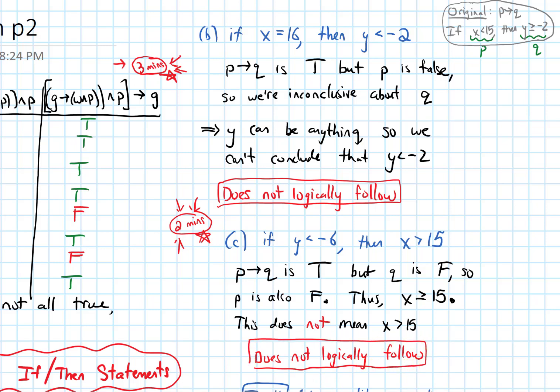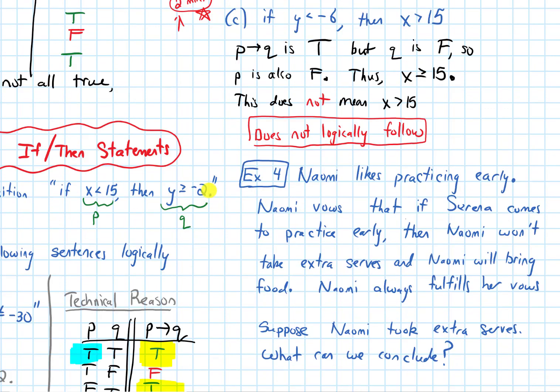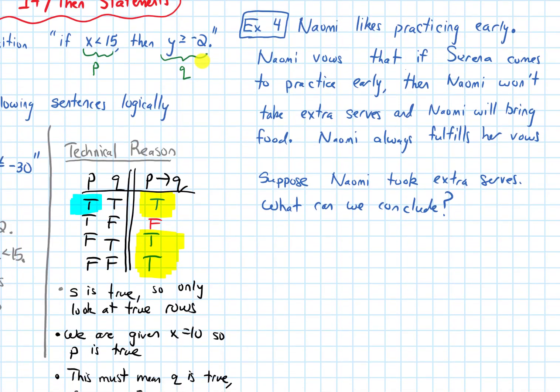Alrighty, so let's do another example, but of a word problem that we'll have to translate to logic and then see the same type of thing. Will the next statement follow logically from the originals? So this example says, Naomi likes practicing early. Naomi vows that if Serena comes to practice early, then Naomi won't take extra serves and Naomi will bring food. Naomi always fulfills her vows. Suppose Naomi took extra serves. What can we conclude?